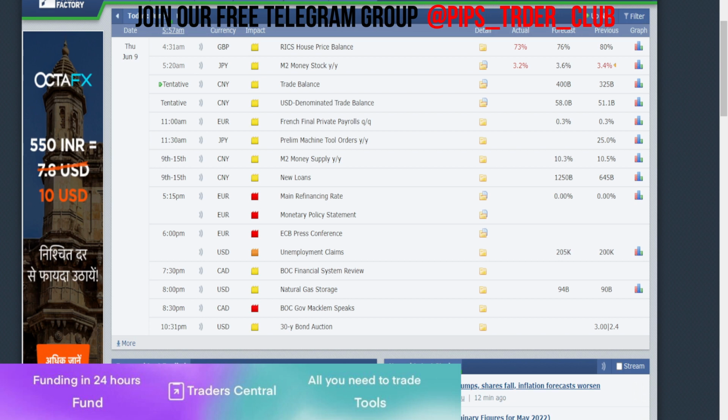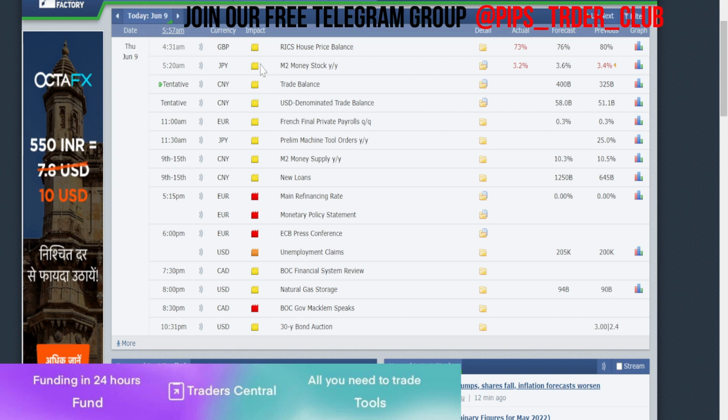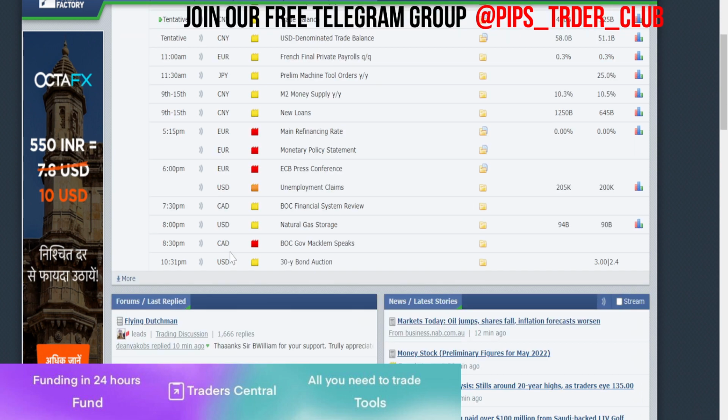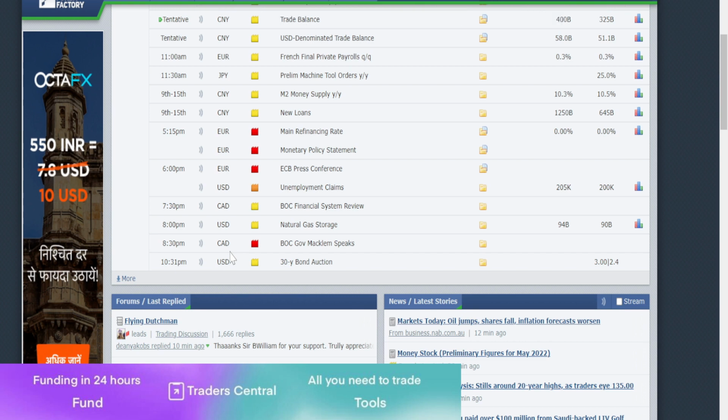When we look at the economic calendar, events planned for today, Thursday, June 9th: we have lots of low impacting news planned in the morning, and from 5:15 p.m. we have high impacting news planned for euro currency pairs, and at 6 p.m. we have medium impacting news planned for US dollar related currency pairs. Again at 8:30 p.m. we have high impact news planned for Canadian dollar related currency pairs. So I request you to consider these events when you are planning your trade entry and exit.